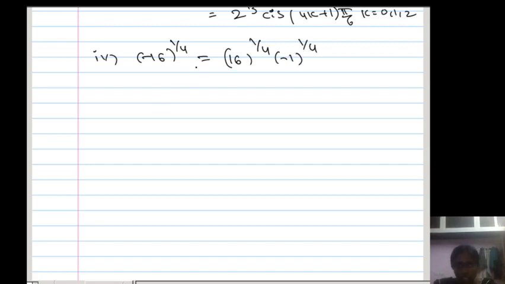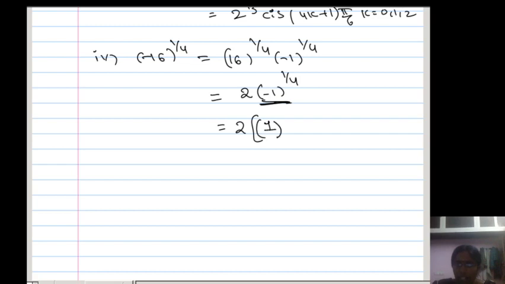See the difference. 16 power 1 by 4 you know. What is 16 power 1 by 4? You can write 16 as 2 power 4. 4 cancels, so 2. So 16 power 1 by 4 is 2, because 16 can be written as 2 power 4. Now minus 1 whole power 1 by 4. I want to simplify the fourth root of the complex number minus 1. Now for this, apply the same formula. For this minus 1, what is the modulus? 1 only, because under root x squared plus y squared we get 1.